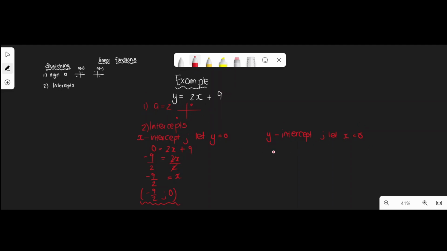So let's do that. We're going to say y is equal to what? 2 open bracket 0 plus 9. 2 multiplied by 0 is going to give you 0. So it's going to be y equals 0 plus 9. Therefore, our y is going to be equal to 9. Now we need to write it in coordinate form. Our x is going to be 0 because we let x equal 0, and our y is the one that we just solved, which is 9. And that's going to be your y-intercept.